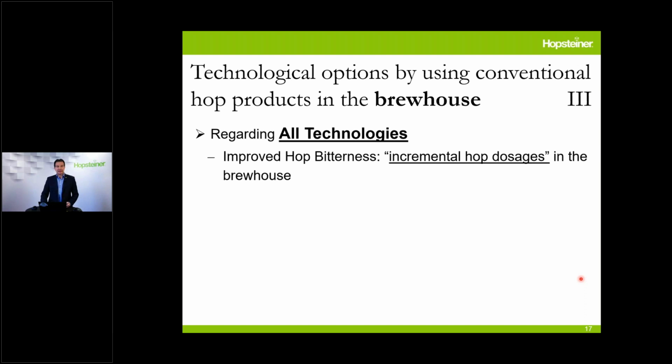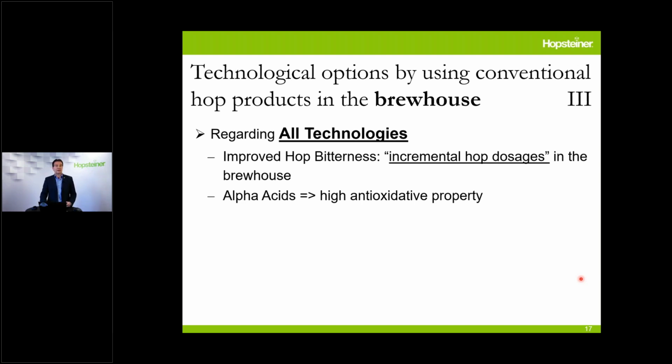So with a look at all technologies, we have a good option to improve the bitterness and the quality of the bitterness, and also the quality of the beer regarding the antioxidative potential of the beer. When we use incremental hop dosage, that means we do not have 1 or 2 additions, we use 3 or 4 additions of hops. We make more portions of the hops, and then we have not only 1 or 2 dosage points, we have 3 or 4 or maybe more.